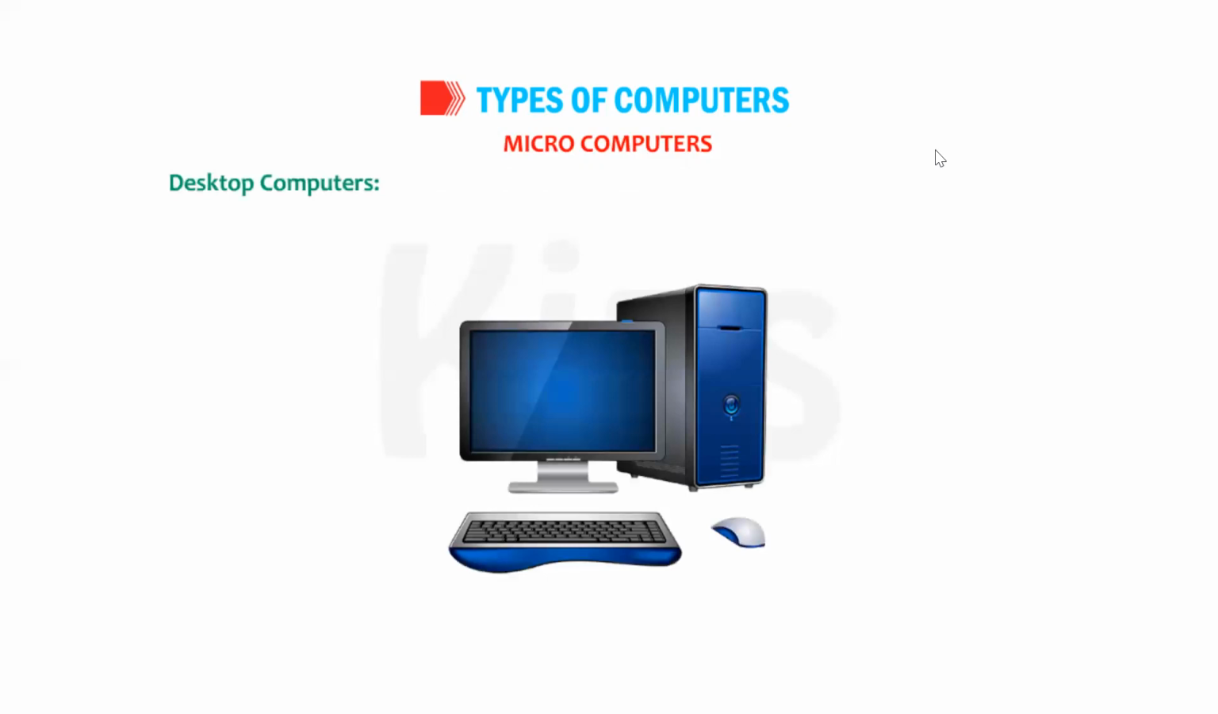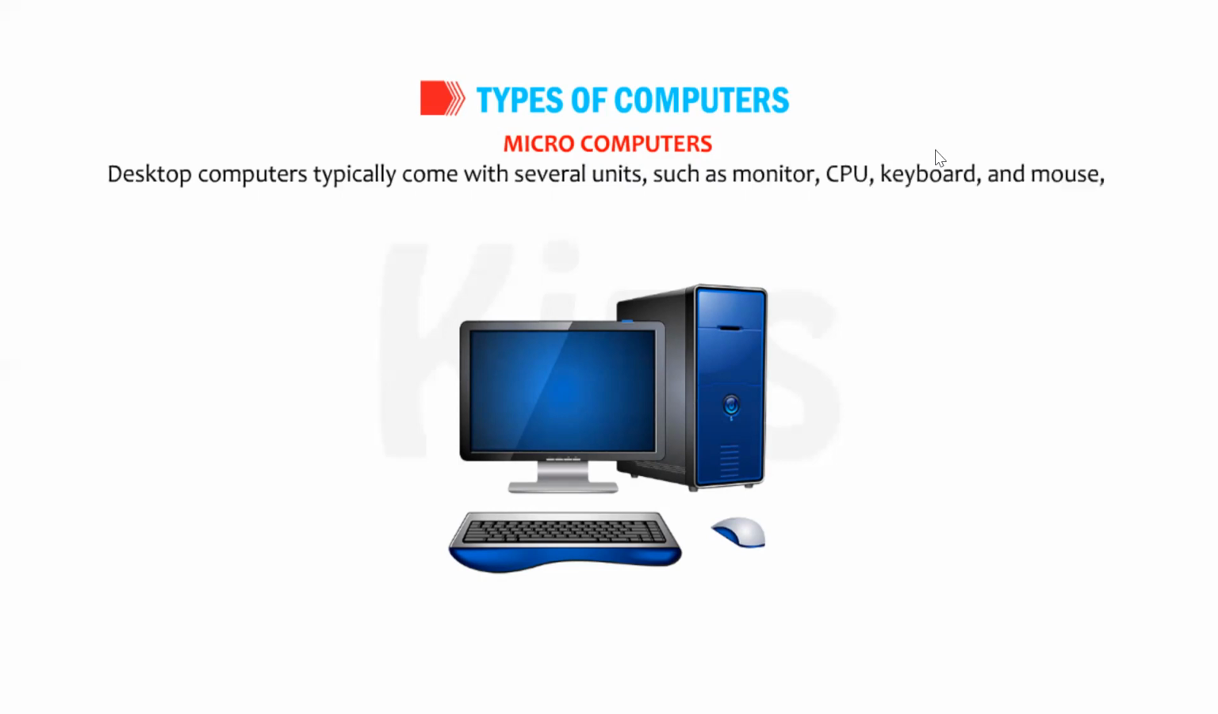Desktop computers. These computers are designed to fit comfortably on top of a desk. Desktop computers typically come with several units such as monitor, CPU, keyboard and mouse, which are connected to each other and work like a single unit.